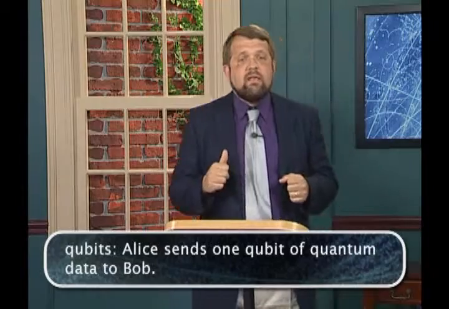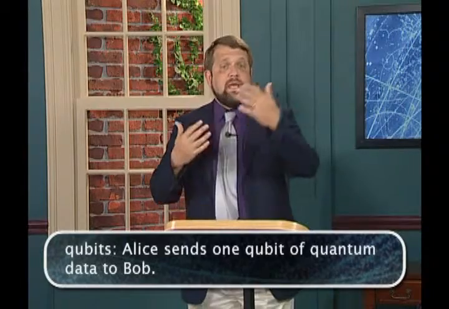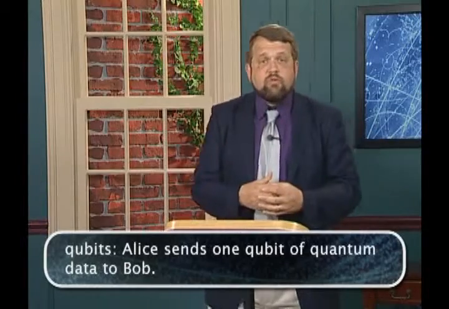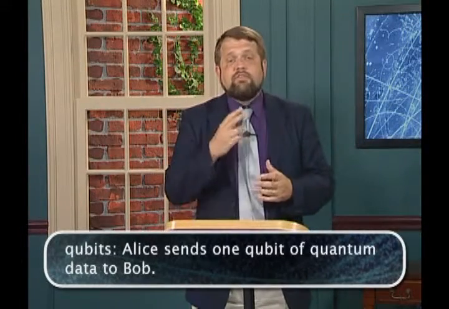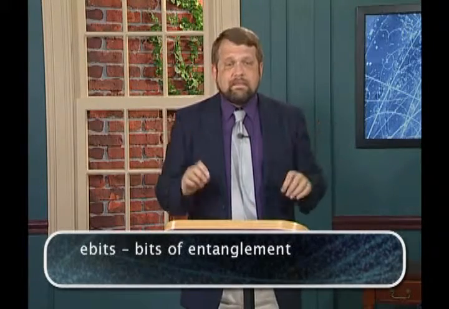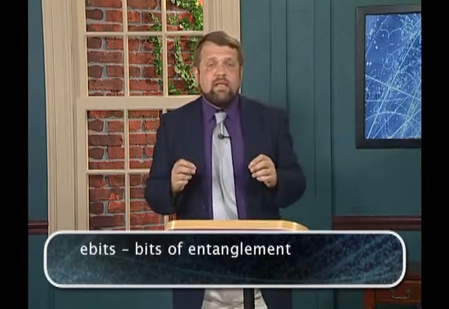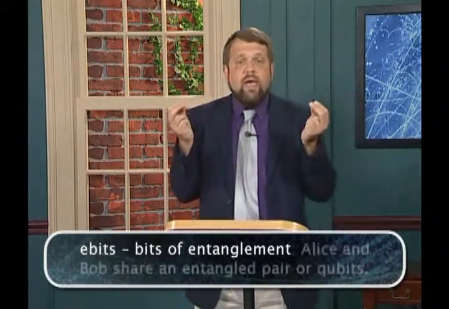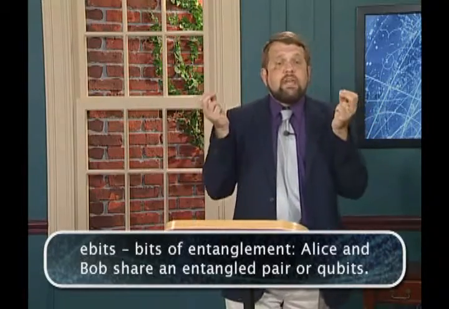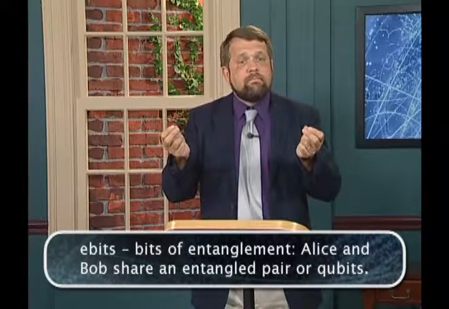The first one we've seen, qubits. We say that Alice can send 1 qubit of quantum data to Bob. If she's able to do that, she can use that in order to perform tasks that she may wish to do. The second one, though, is something that we haven't really talked about. The second one is E-bits. E-bits are bits of entanglement. The E-bit resource is what you have if Alice and Bob share an entangled pair of qubits, say 2 spins in a total spin 0 state. This is 1 bit of entanglement.